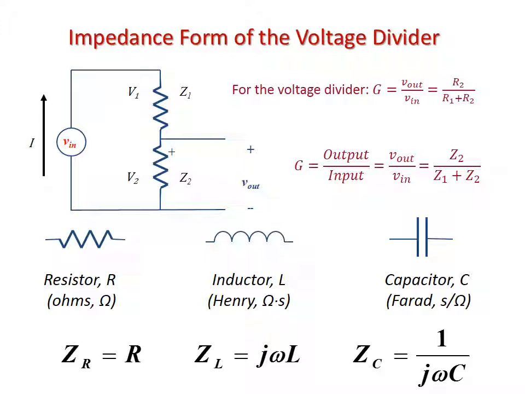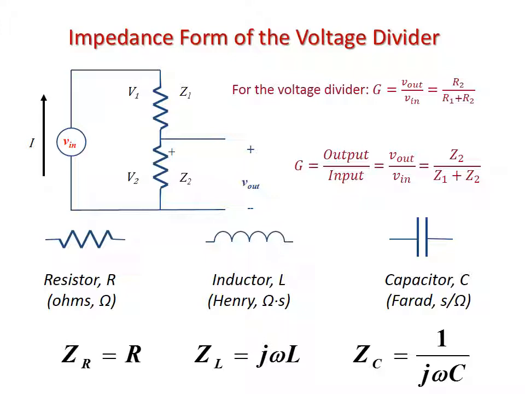However, we can do more than just resistors. So a resistor's impedance is its resistance. Z_R, which is the impedance of the resistor, equals R, or the resistance in ohms. However, we can also use the same model for the impedance of an inductor and the impedance of a capacitor. The equations for these are given in the bottom middle and the bottom right. The impedance of an inductor equals j omega L, and the impedance of a capacitor equals 1 over j omega C, where C is the capacitance and L is the inductance.